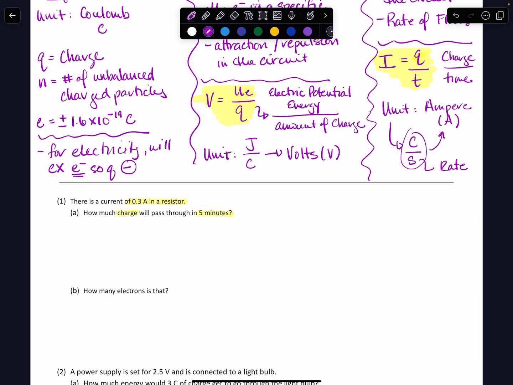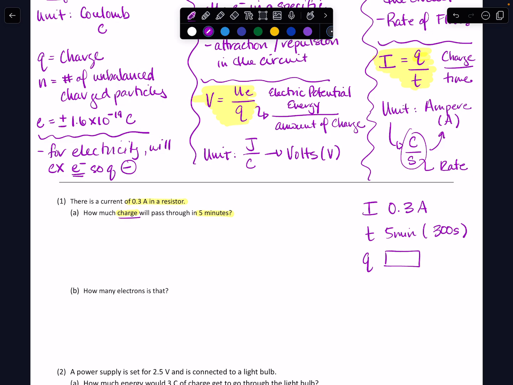The 0.3 amps tells me it's current. Of course, the word current appears right before it too, which helps. We have a time value of 5 minutes, and we never keep it in minutes. We always convert it into seconds. So 5 minutes times 60 seconds per minute equals 300 seconds. Then we're asked to find charge, and charge is represented by the variable symbol Q. So this is what we're looking for.